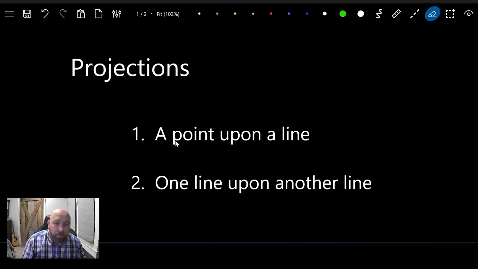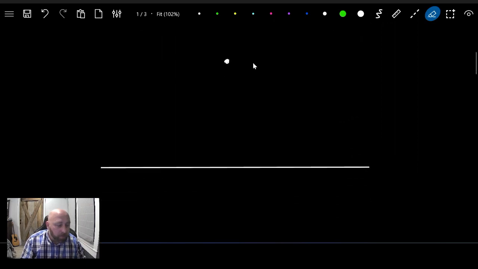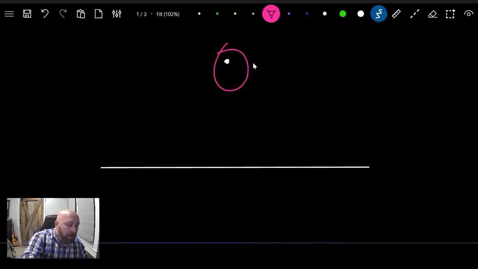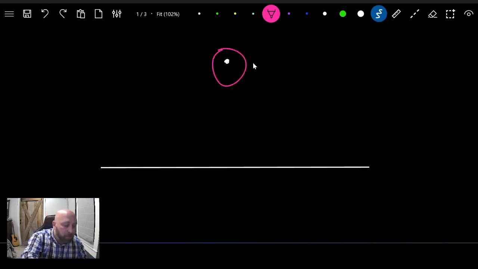So the first one that we'll be talking about is when we project a point onto a line. The second one is when we project one line onto another line. All right, so what are we talking about here? Well, here's my point, and then here is my line. So what we're going to do is take this point right here, and project it down onto that line.